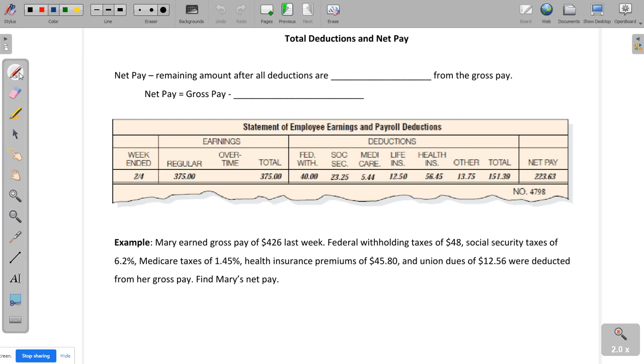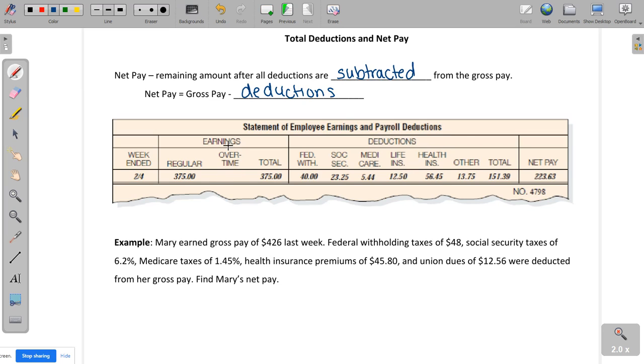Now we're going to look at the total deductions and net pay. So net pay is the remaining amount after all deductions are subtracted from the gross pay. The gross pay was the amount we were finding in our last unit. So now we're subtracting out all the deductions from that amount. So net pay as an equation is equal to gross pay minus deductions. And there are multiple deductions coming out.